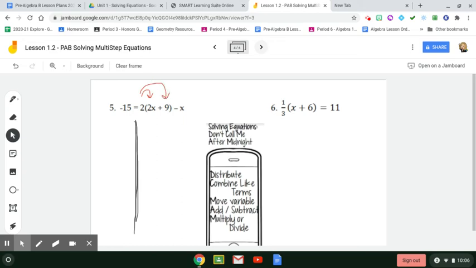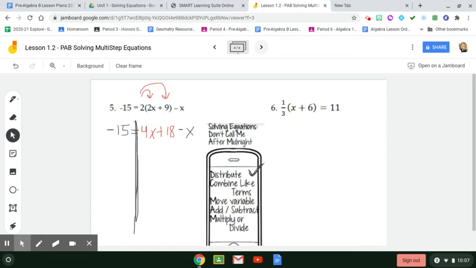So 2 times 2x is going to give me 4x. 2 times 9 is going to give me 18. And then I am going to rewrite everything else. So minus x, and then I'm going to write down that minus 15 on the other side, and then write down the equal sign. Okay, I did the distributive property, so I'm going to put a little check mark next to it.